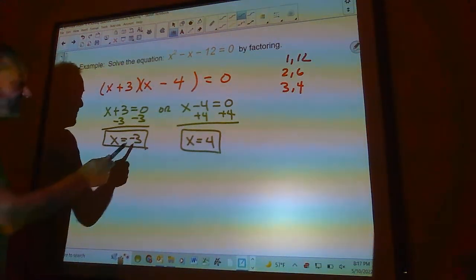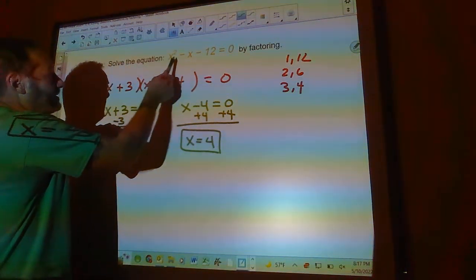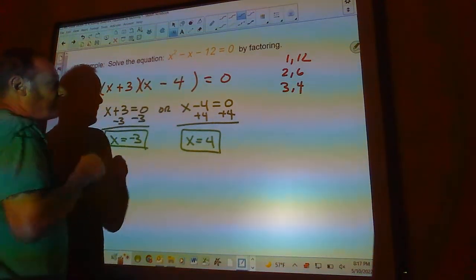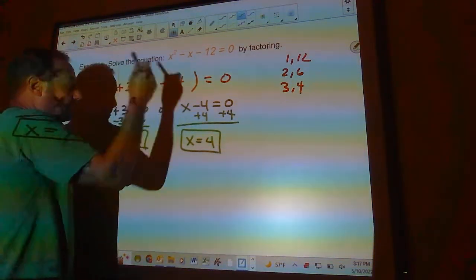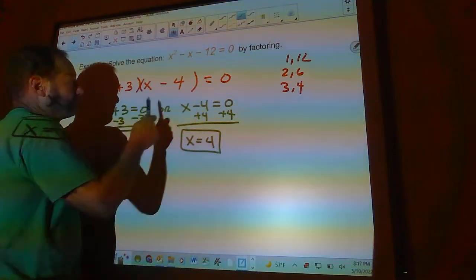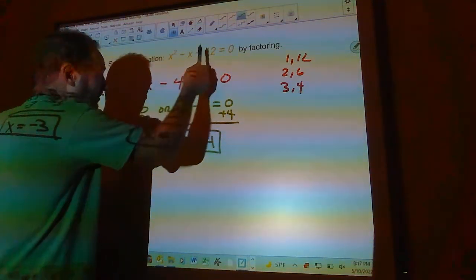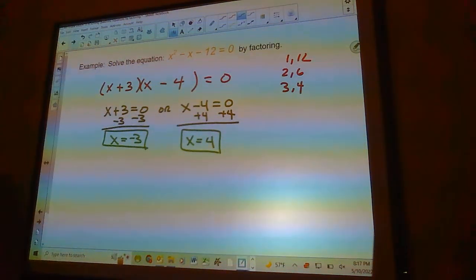And you can try plugging these in. Negative 3 squared would be 9. Minus negative 3, that'd be plus 3, would be 12. Minus 12 is 0. 4 squared would be 16. Minus 4 would be 12. Minus 12 would be 0. So it works out.